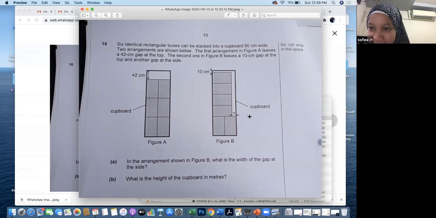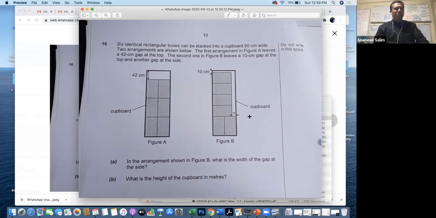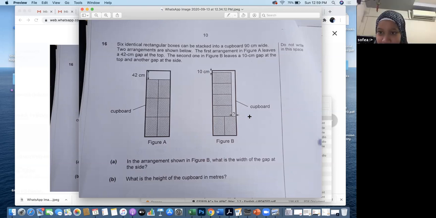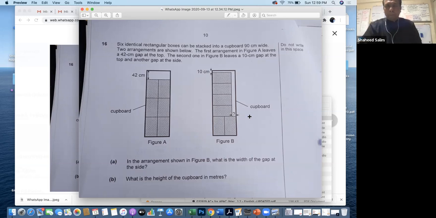This one came out in PSLE last year. Yeah, one of the PSLE. I don't think it's last year. I think a few years back. Okay, we try this one.